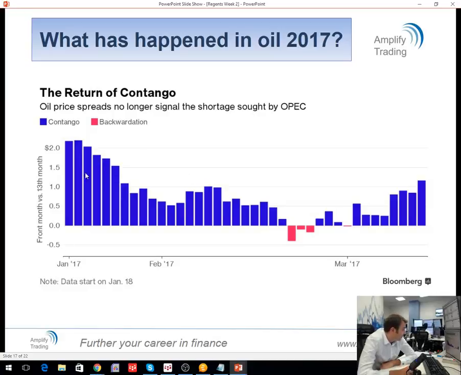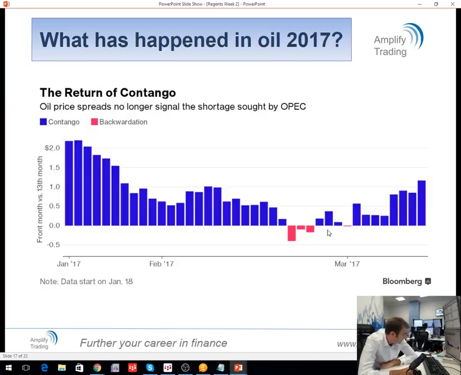In crude oil, you saw that the spread between the front month and the far month going down, down, down. Where you see pink bars, this means that oil tomorrow is cheaper than oil today because of an expectation of limited supply. This is what OPEC wanted, a return to backwardation.